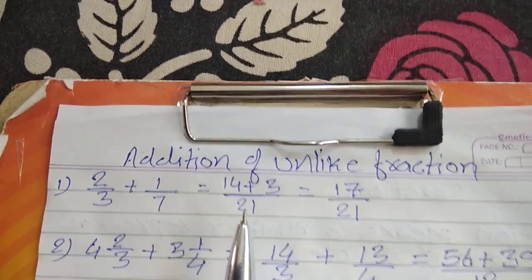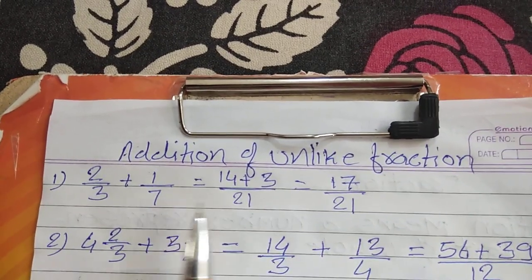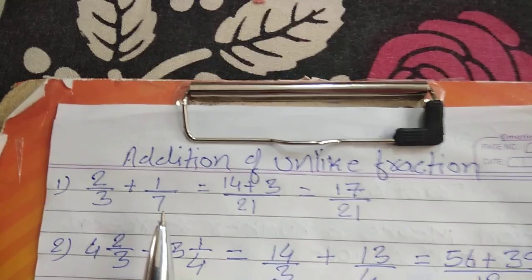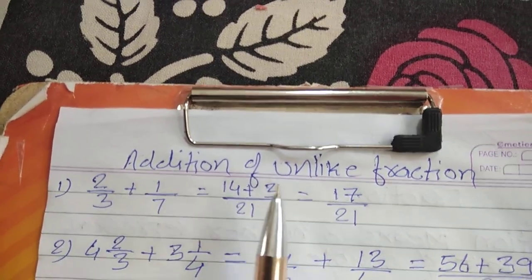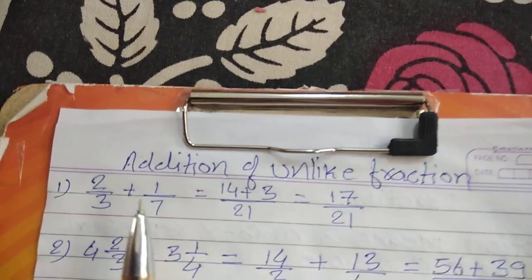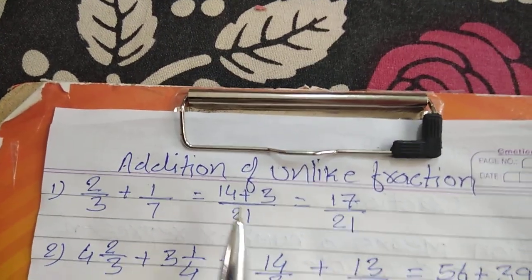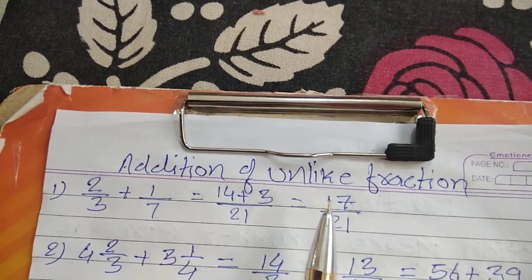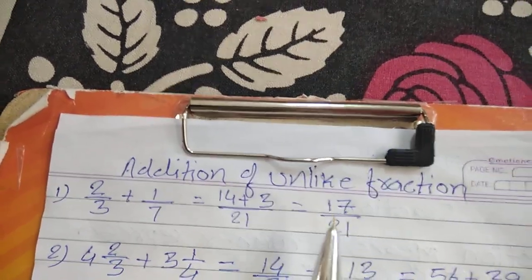After that, you have to divide this 21 by this 7. So when you divide 21 by 7, you will get the answer 3. That 3 you have to multiply with this numerator. So 3 1s are 3. After writing, we get here 14 plus 3, here is plus, that's why I put it here, plus. So 14 plus 3 upon 21. 14 plus 3 is equal to 17 and 21 as it is. So the answer is 17 upon 21.